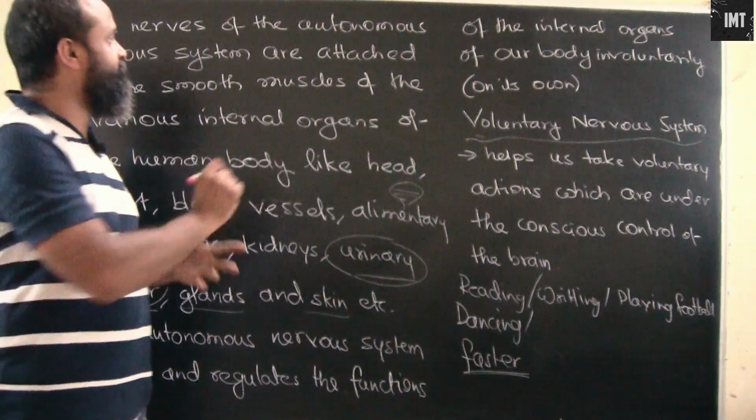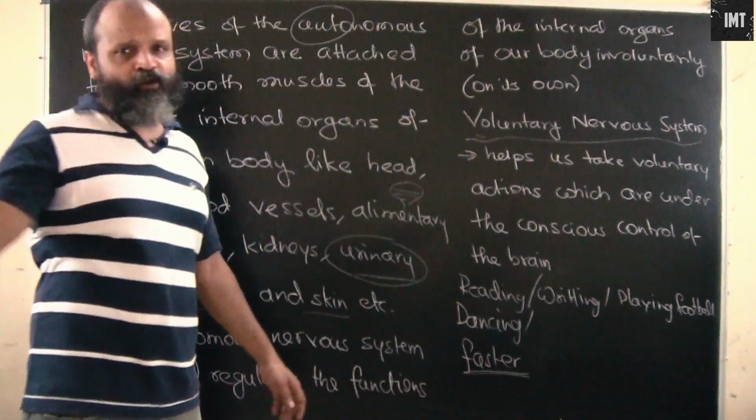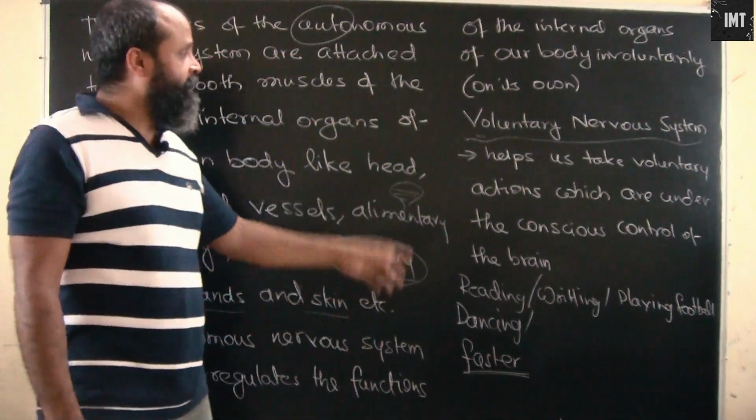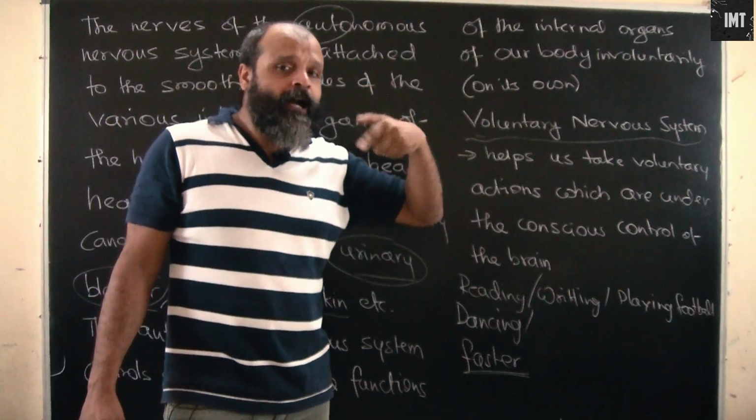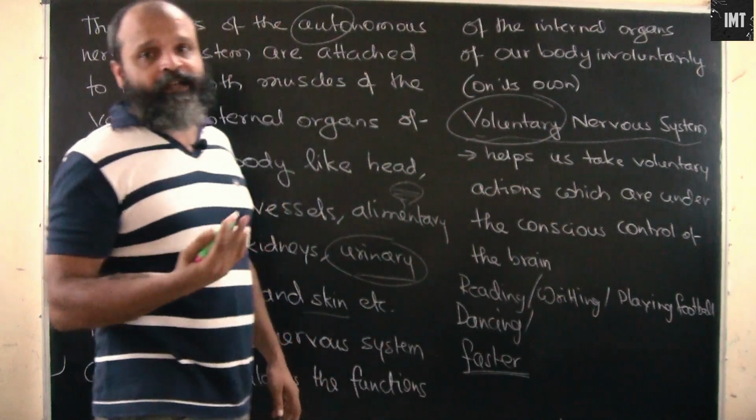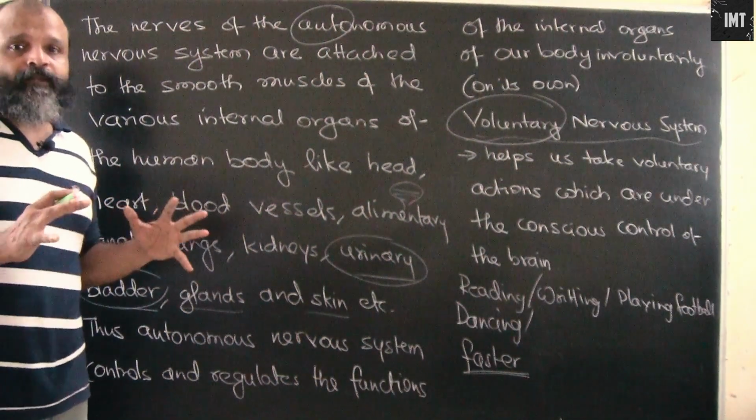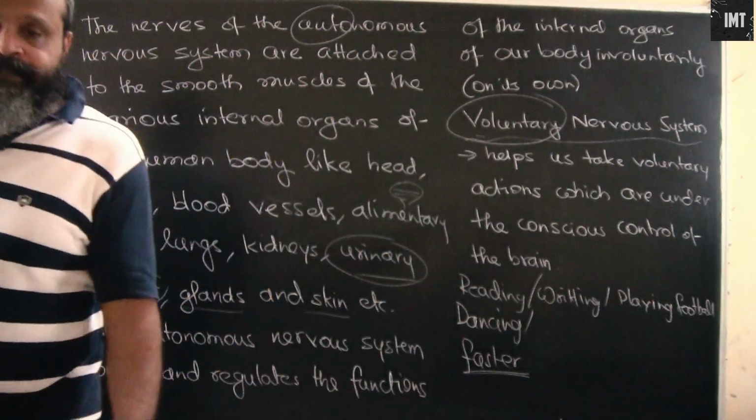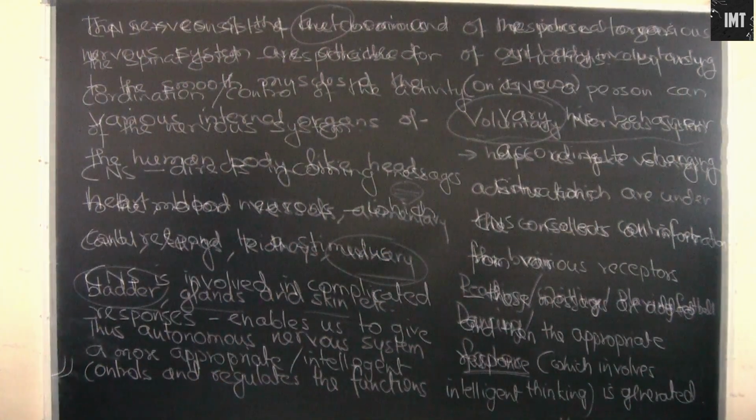The autonomic nervous system, as the name itself suggests, is very easy to remember, because auto means on its own. Voluntary means wherein our conscious will is involved. We are involved there. There is a thinking process involved. I hope this is clear. You can take a snapshot of the same.